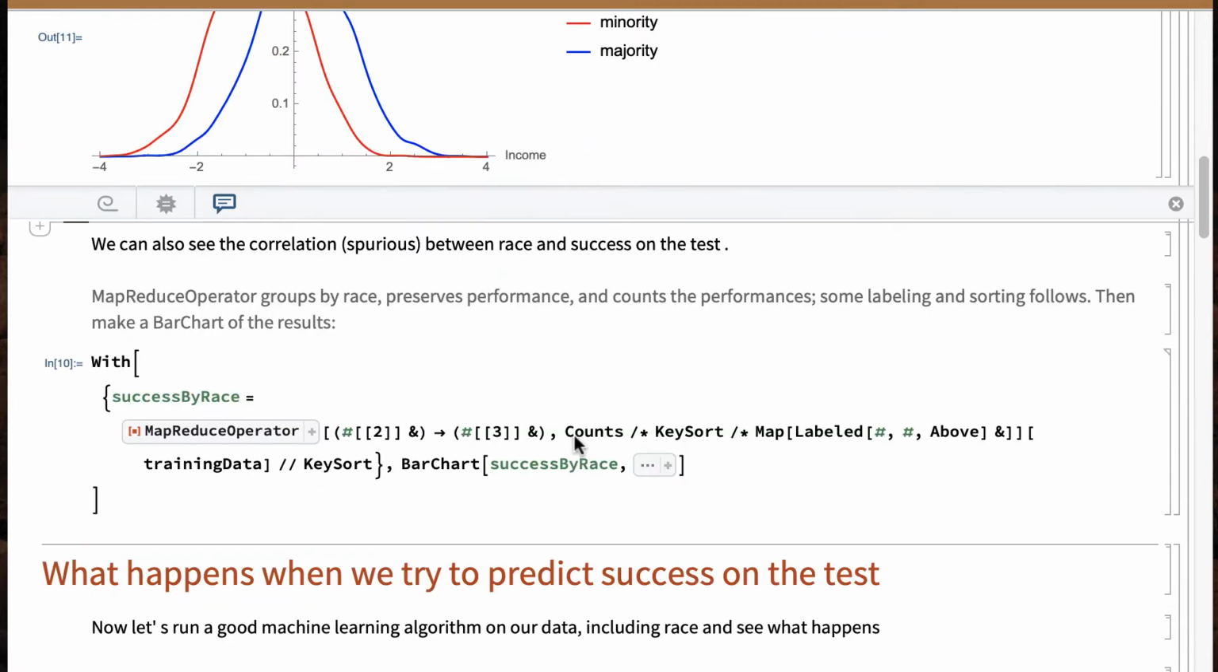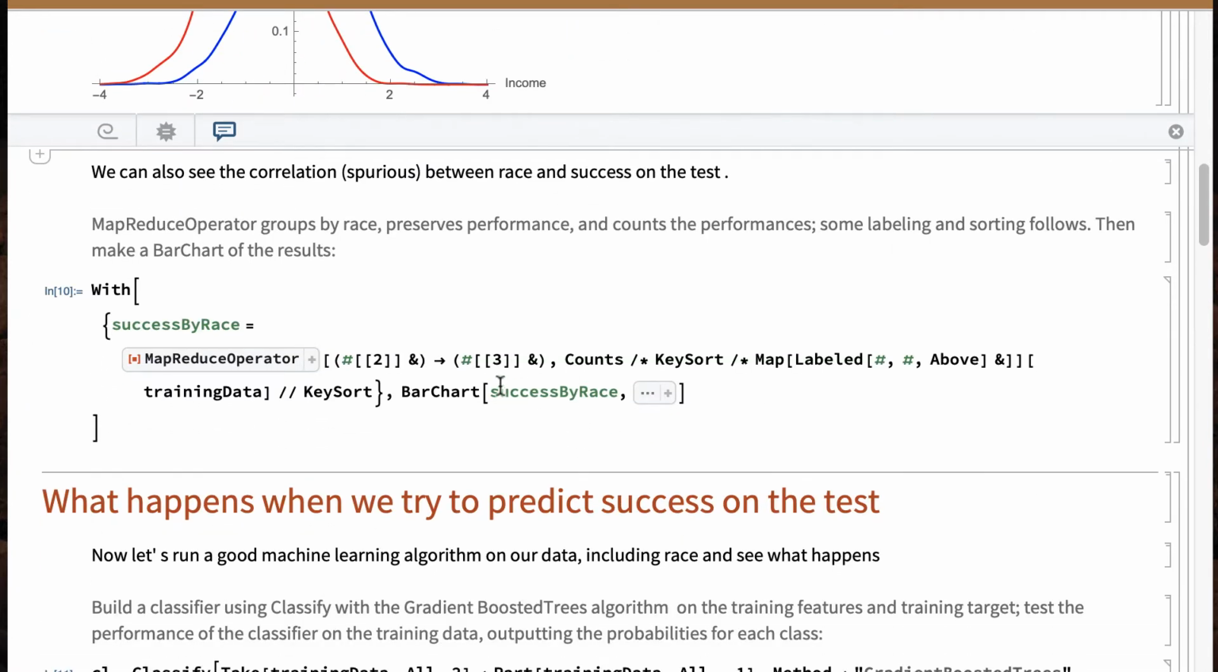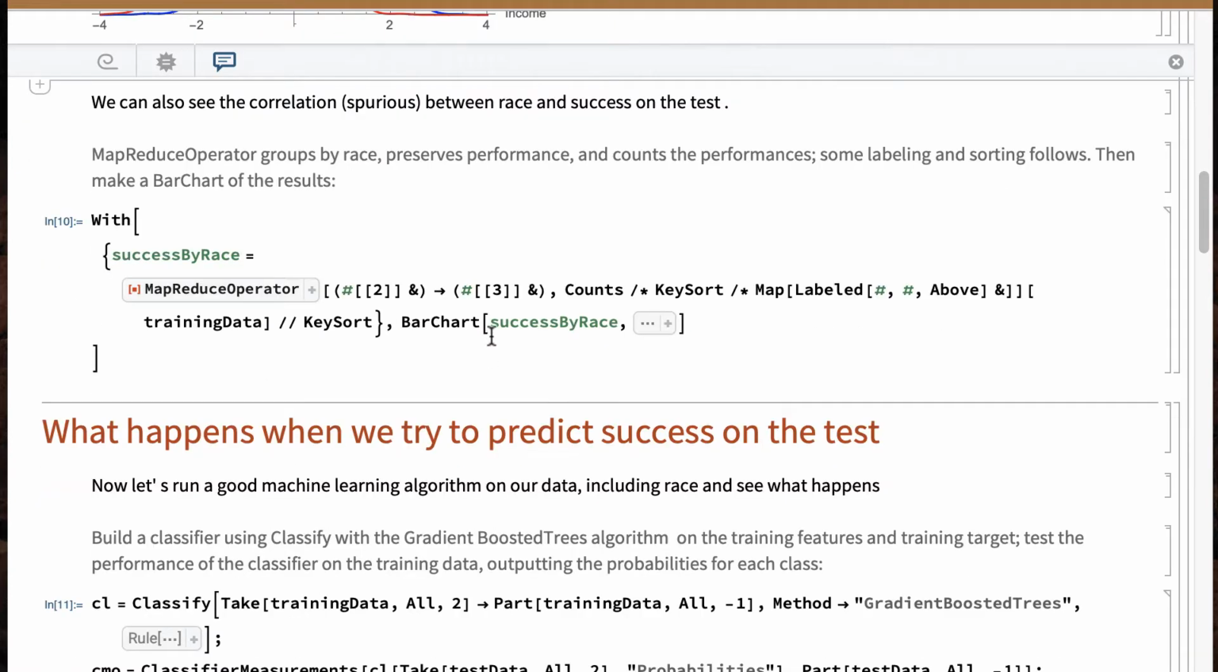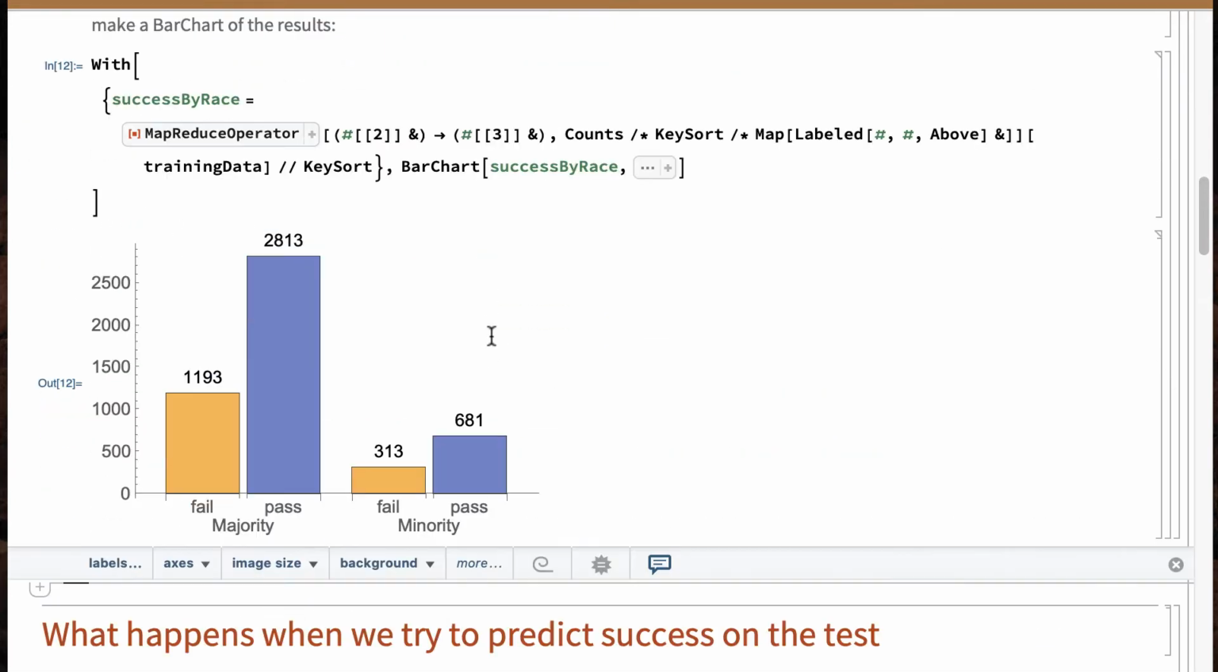All right, so what else could we do? We can see the correlation between race and success on the test. And we're going to see that there is somewhat of a correlation. That is, this is like 2.5 times higher for the majority and just a little over 2 times higher for the minority. So this is not where all the minorities are failing the test or anything like that. It's just a little lower statistically, although there's no causation here.